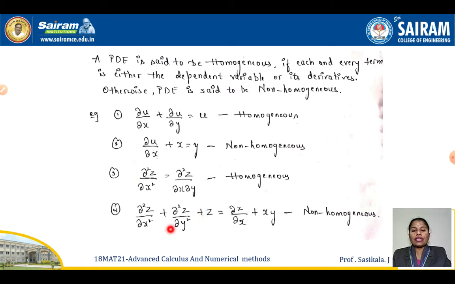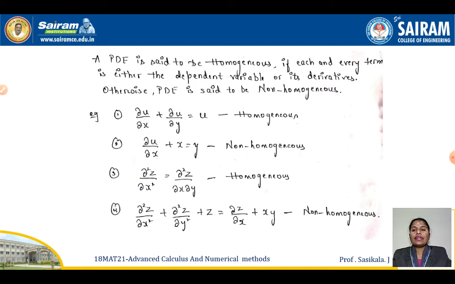Clear? Similarly, can you guess the fourth one? You have the terms dou squared z by dou x squared plus dou squared z by dou y squared plus z, equal to x plus xy. If there were only dou z by dou x, we could take it to the left side, but that is not possible because there is an x plus xy. So this is called a non-homogeneous equation.